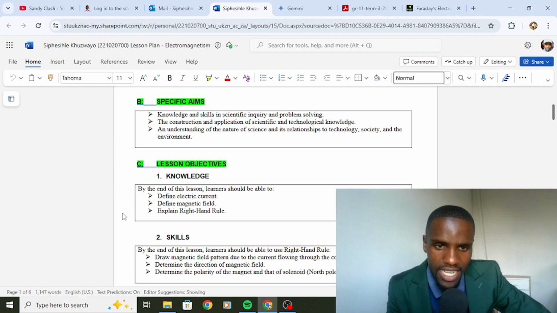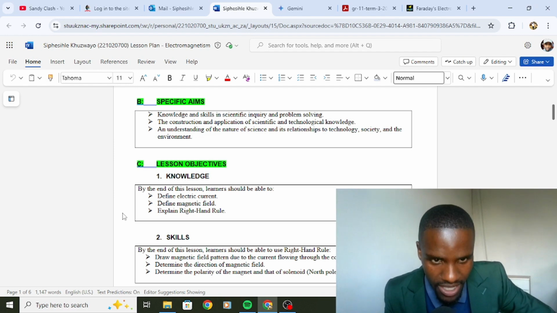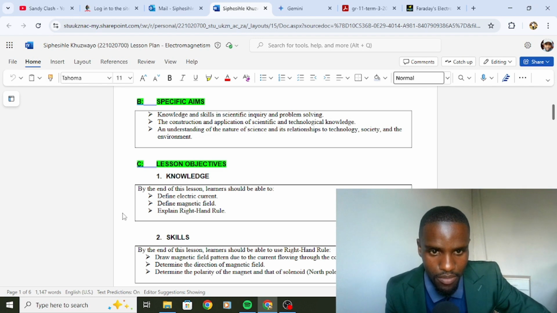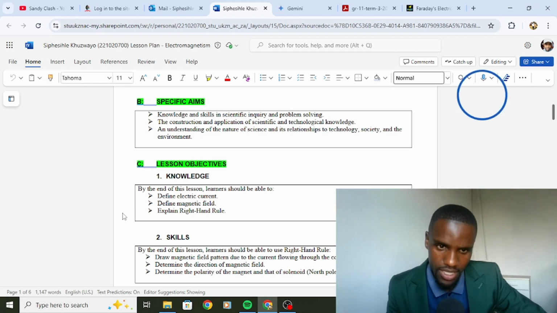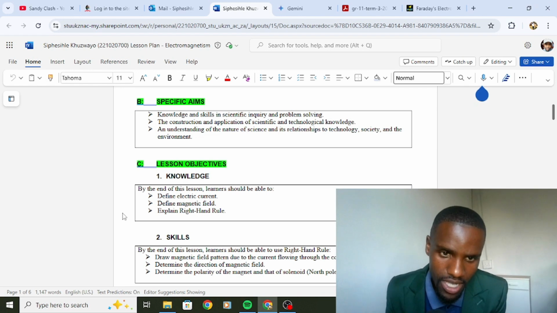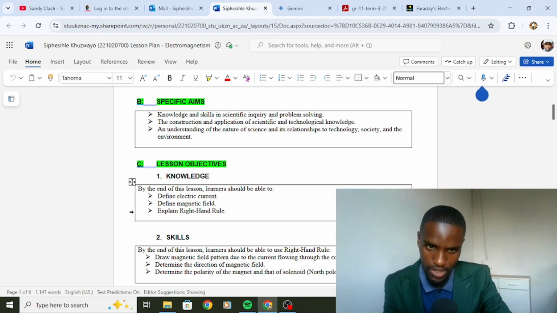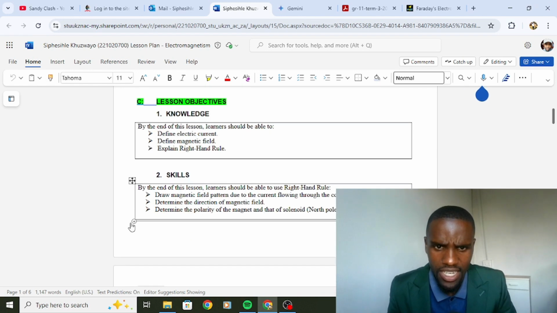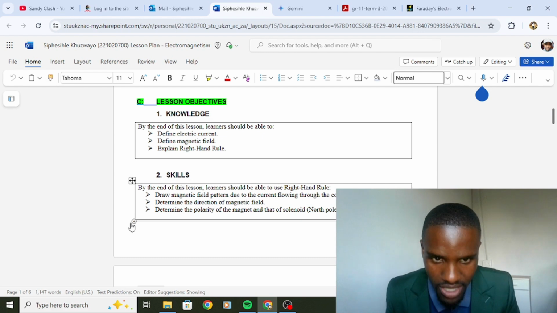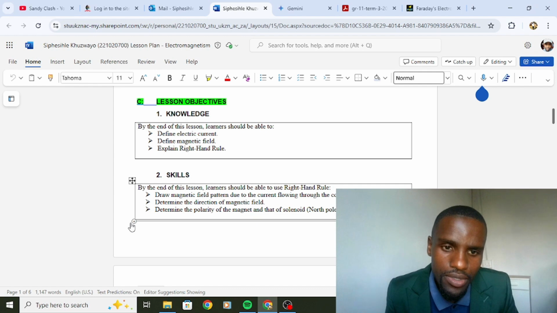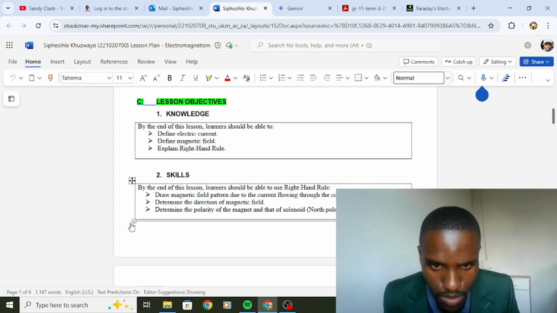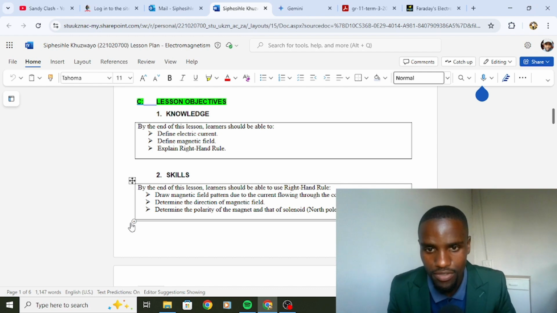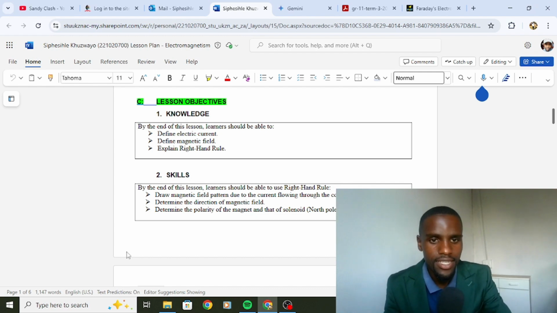For the knowledge, learners were required to define electric current, define magnetic field, and explain the right-hand rule. By the end of the lesson, learners learned to draw the magnetic field pattern due to the current flowing through a conductor. They were able to determine the direction of the magnetic field, and they were able to determine the polarity of the magnet and that of the solenoid, which is North Pole and South Pole.